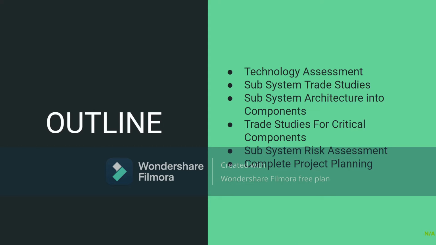Starting off with the outline, the first thing we're going to be talking about is the technology assessment. Then the subsystem trade studies, the subsystem architecture into components, trade studies for critical components, subsystem risk assessment, and a complete project planning.